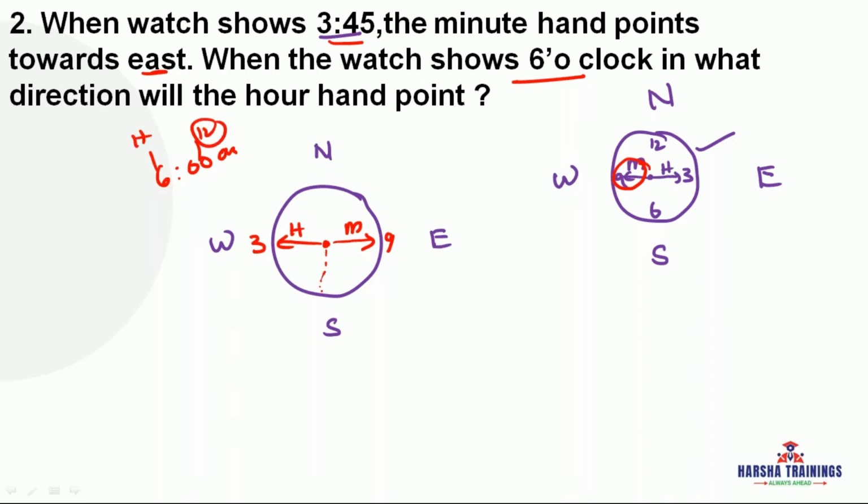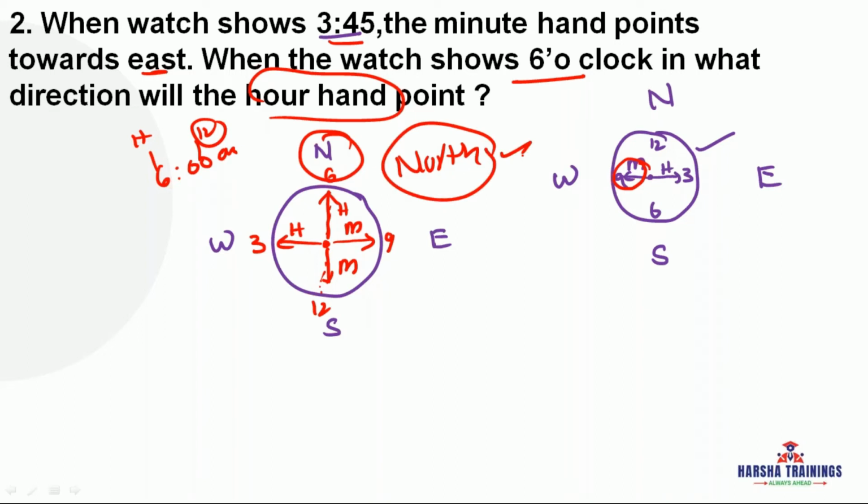Now 6 o'clock. At 6 o'clock, the hour hand shows the 6 side and the minute hand shows the 12 side. Here is 12 and opposite is 6. In this position, which direction does the hour hand point towards? North side. So the answer is north.